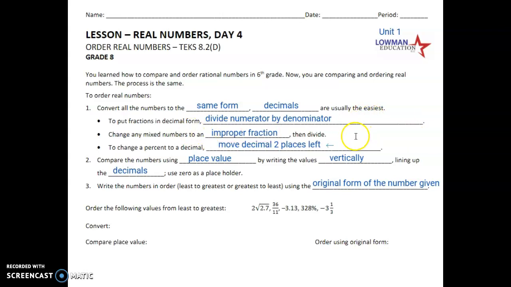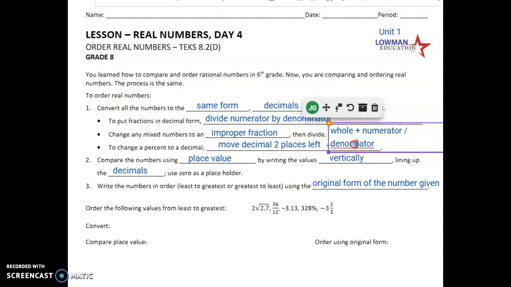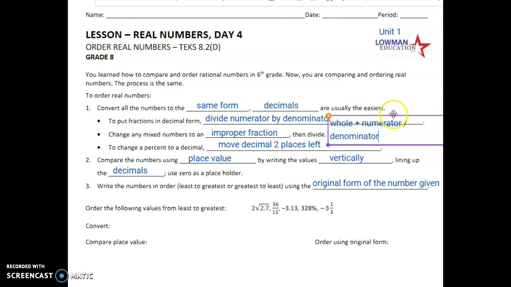Bullet 2. Change any mixed numbers to an improper fraction. Then divide. Now in your calculator, you were told to put the whole number plus the numerator, and then you divided that by the denominator. And this was in our calculator drills that we did in our first week of school.